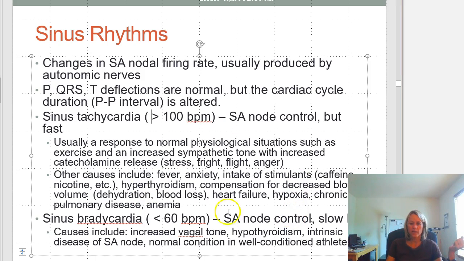Sinus bradycardia, the SA node is in control again, but the heart rate is slow, less than 60 beats per minute. This can be due to increased vagal tone, so increased tone by the vagus nerve. We can see this in hypothyroidism, in some diseases of the SA node, or this can be completely normal in a well-conditioned athlete who has a greater stroke volume at rest and thus can have a lower heart rate to maintain the same cardiac output.